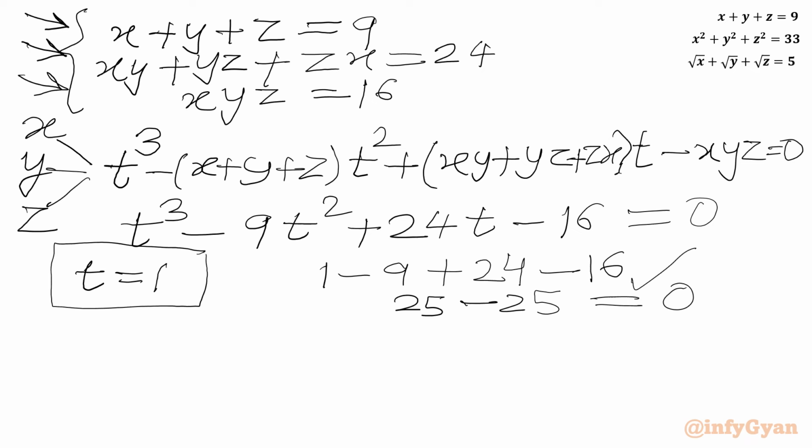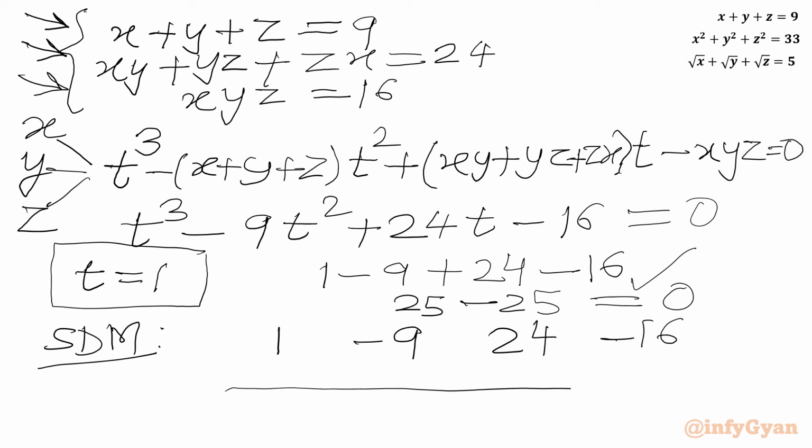Now we can use synthetic division method. Let's write all the coefficients of cubic equation. Coefficient of t cube 1, coefficient of t square minus 9, coefficient of t 24, constant minus 16. We'll put one line over there. Leading coefficient 1 would be as it is. Now we have to multiply our base solution with this leading coefficient. So 1 times 1 is 1. Now we will add these two numbers. We will get minus 8.